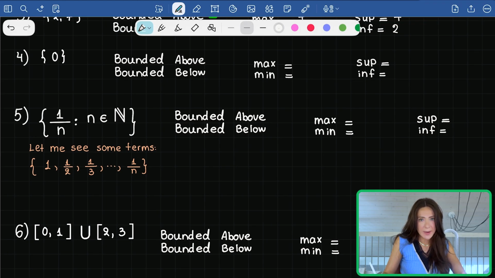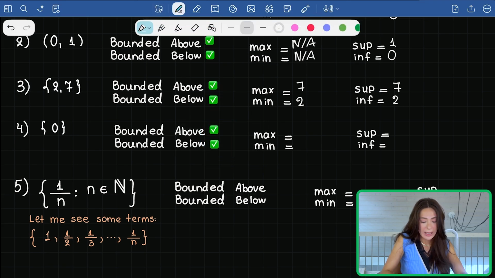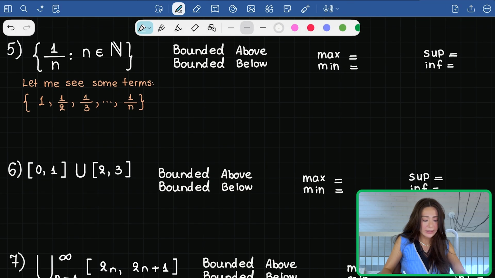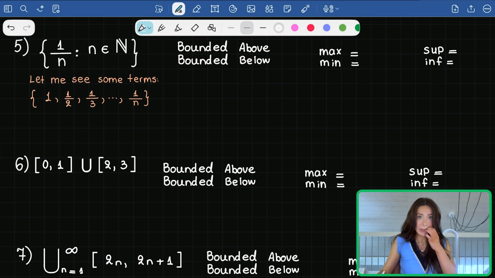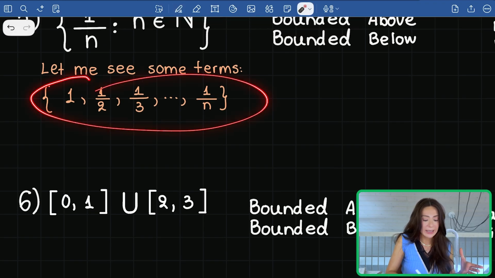Another similar example, if 0 was the element, again, you would just say the same thing. It is bounded above and below, and everything is going to be 0: min, max, sup, and inf. Now, number 5, this is getting interesting. Now we're considering a set. And if you want to take a look at how the set looks like, it's this, right?